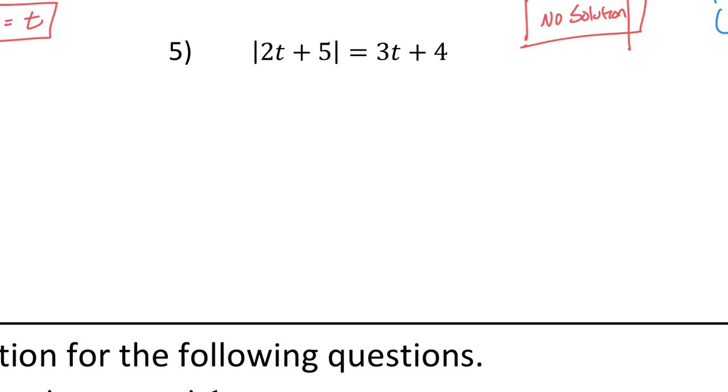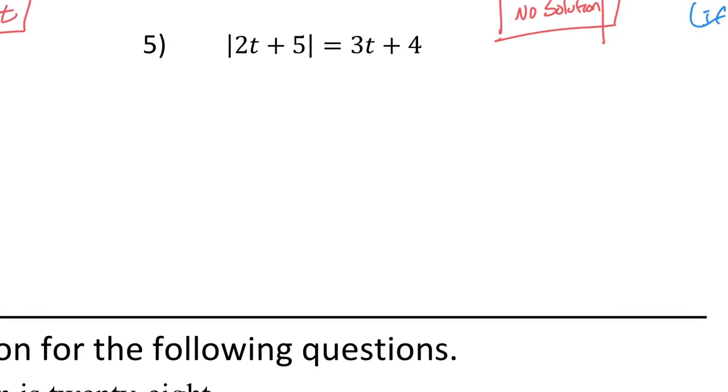If we take a look at number 5. Number 5 is an absolute value problem again. This time, though, at the very start, here's my absolute value bars. I have nothing outside my absolute value bars. Okay? So I don't have to worry about getting rid of anything on the outside of the absolute value bars.